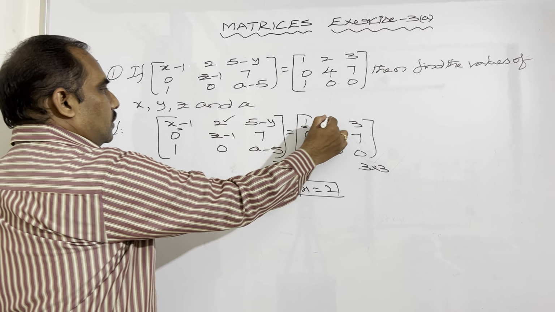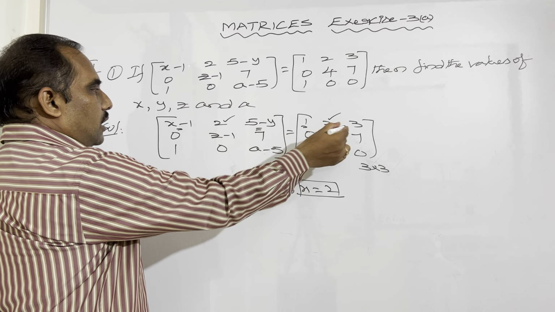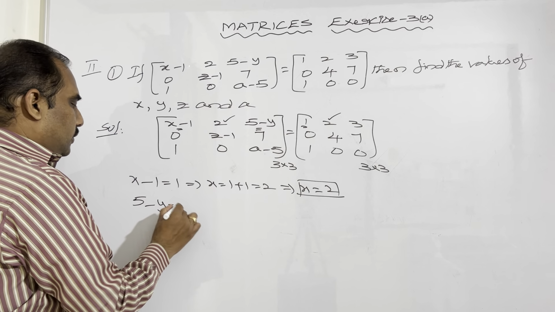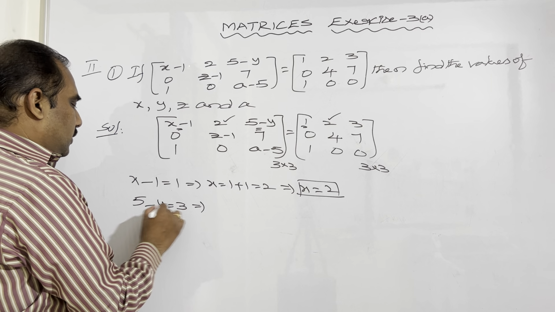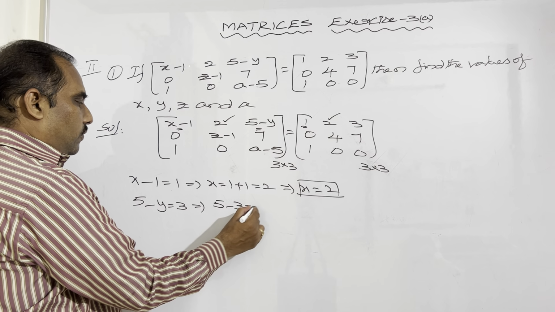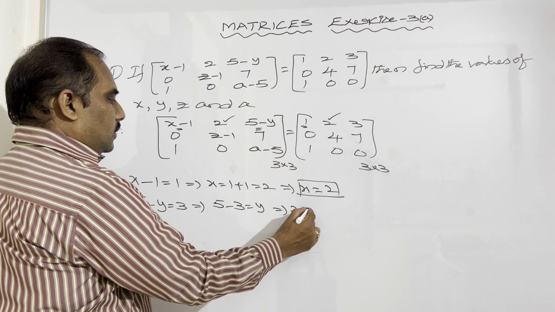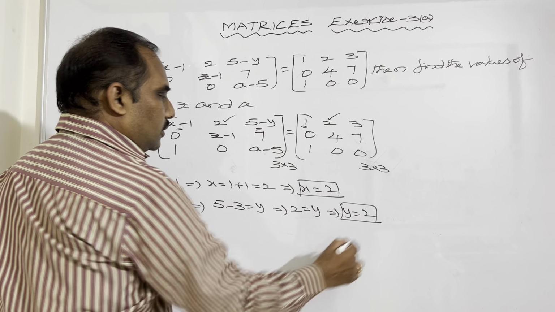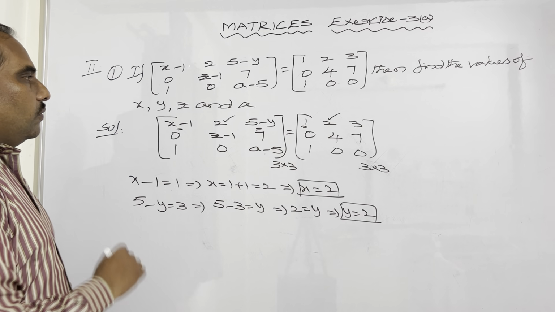Similarly, 2 is equal to 2. To get the value of y, the corresponding elements are 5 minus y is equal to 3. From this, 5 minus 3 is equal to y, so 2 is equal to y. So that implies y is equal to 2. Like this we can find the value of y.